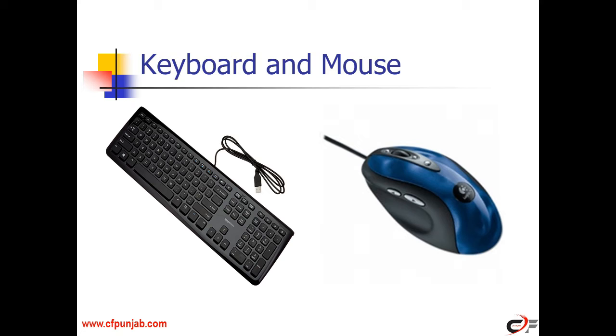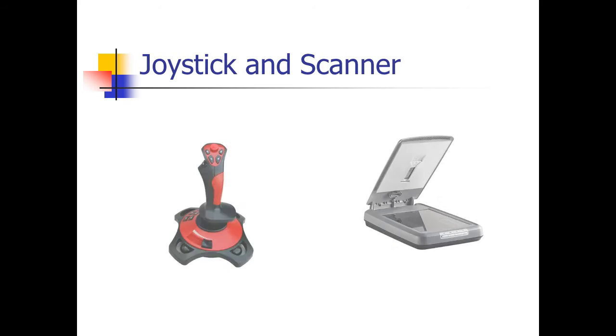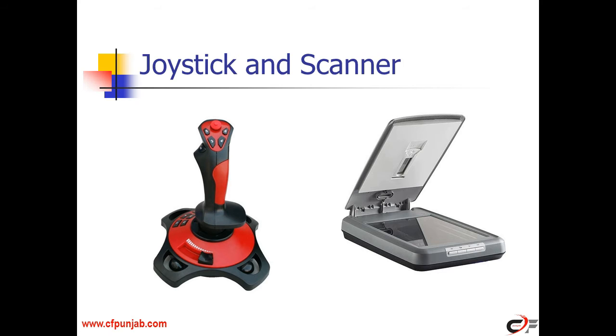Mouse is an input device used to control the on-screen pointer by pointing and clicking, double-clicking or dragging objects on the screen. Mouse has 3 buttons, left button, right button and in the middle scroll wheel. Joystick is an input device commonly used to control video games. Joysticks consist of a base and a stick that can be moved in any direction.